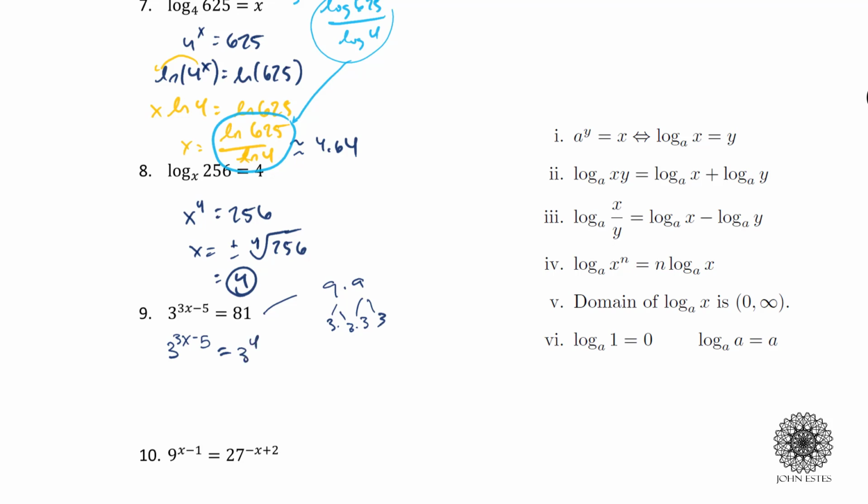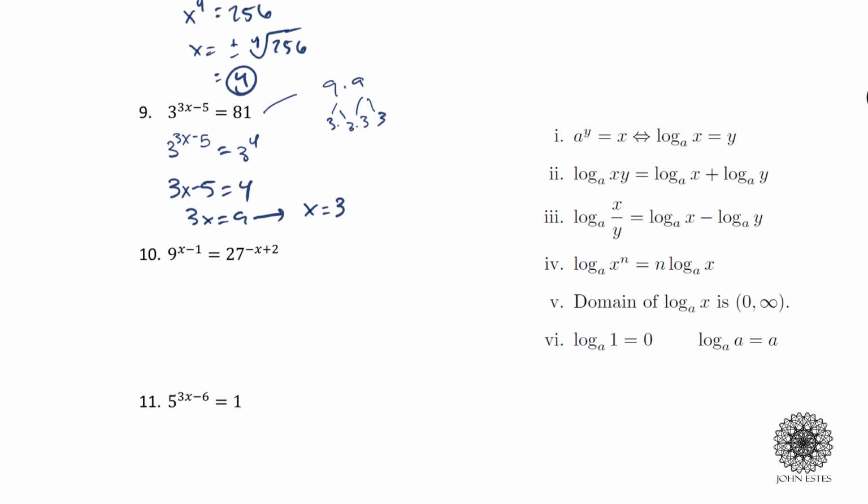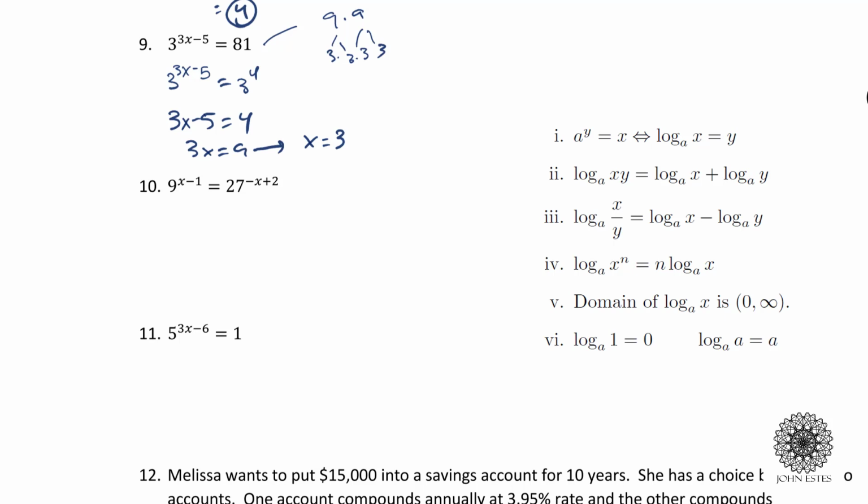Okay, so now that I have a common base, I can drop the bases themselves and just equate the exponents. And so I end up with 3x equals 9. And so finally, x equals 9 divided by 3, or just 3. And there's my answer.